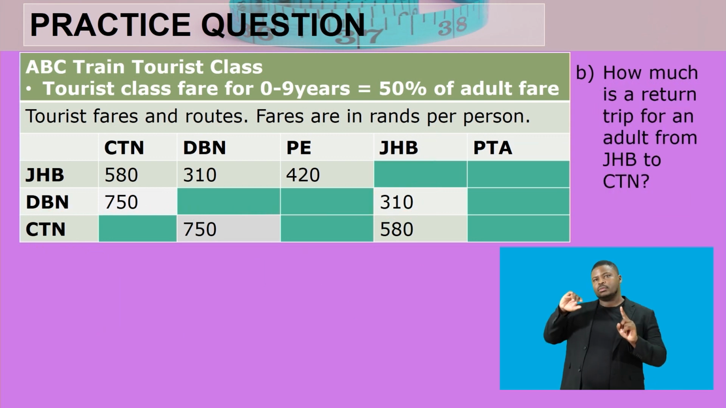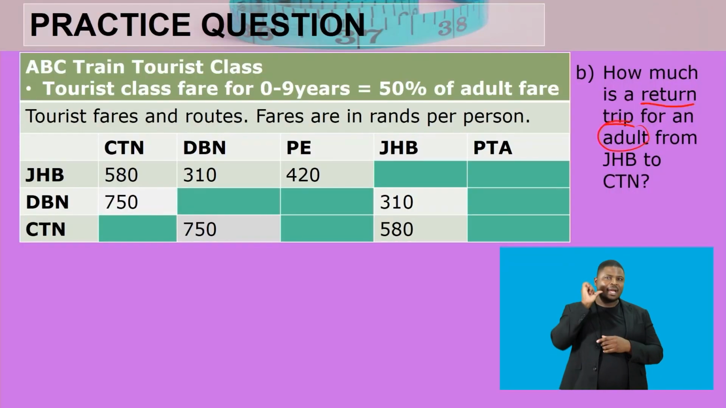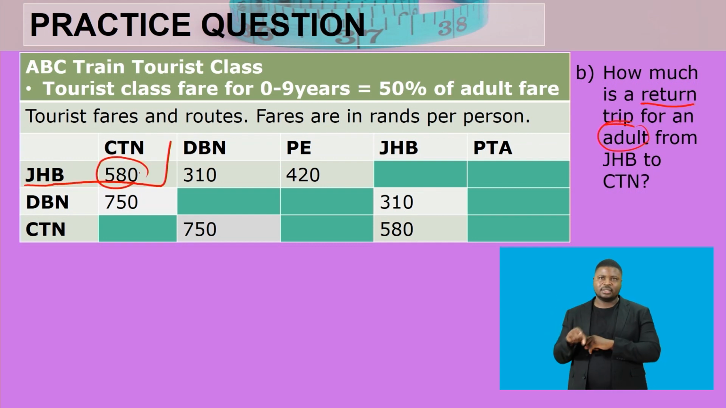B says, how much is a return trip for an adult from Johannesburg to Cape Town? Return trip, what does a return trip mean? It means you are going and coming back. So it is the travel fare multiplied by 2. An adult is going from Johannesburg to Cape Town, so this is the fare we are looking for.